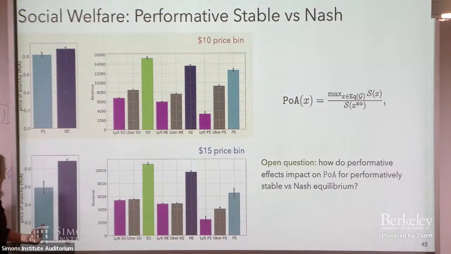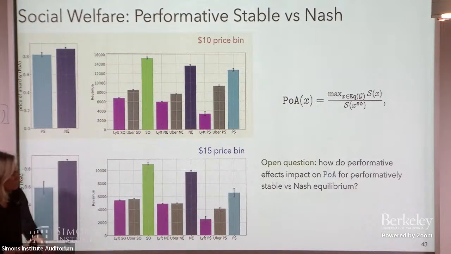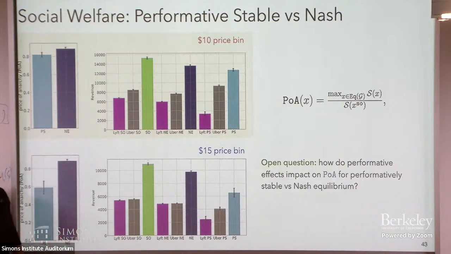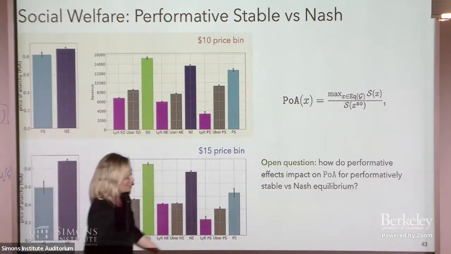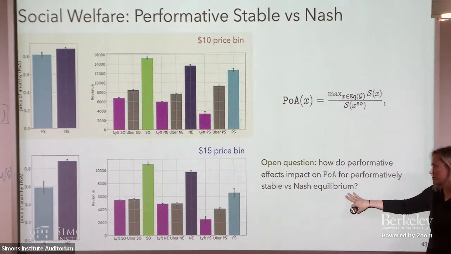In the $15 price bin, we have a different sort of story. The price of anarchy at the performatively stable point is much lower, so worse than the Nash equilibrium. There's still some disparity in market share, but not quite as big. This suggests an interesting direction: a better analytical characterization of quantities like this, and also thinking about how, if points like the performatively stable equilibrium are better in terms of social welfare, or vice versa, you incentivize players to go after those versus the other equilibrium concept.